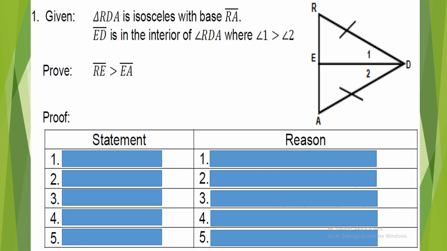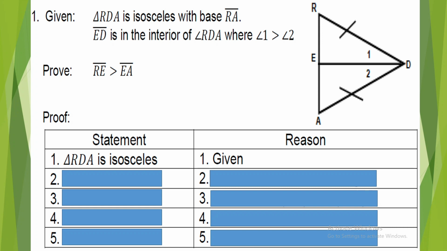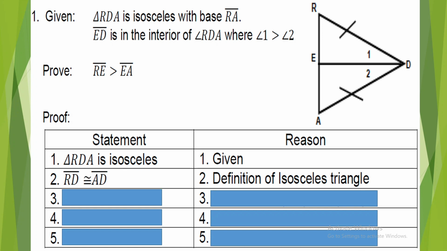So in proving inequalities in triangles, we will be using the two-column proof. So we have here the statement and the reason. For our first statement, of course, we have from the given that triangle RDA is isosceles. That means, based on the definition of isosceles triangle, we can say that segment RD is congruent to segment AD. Because when we say isosceles triangle, two sides are congruent.